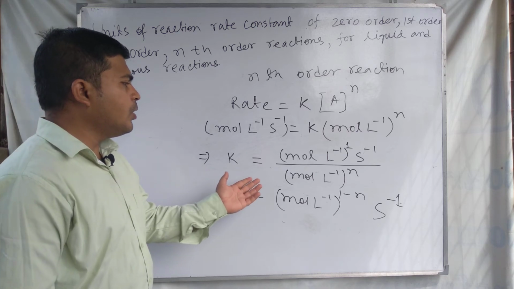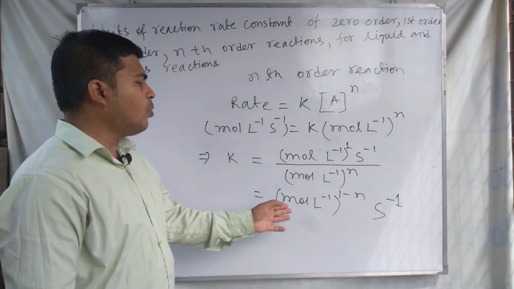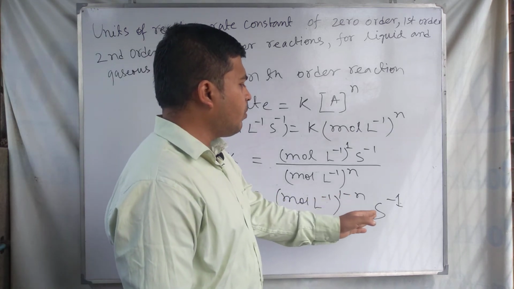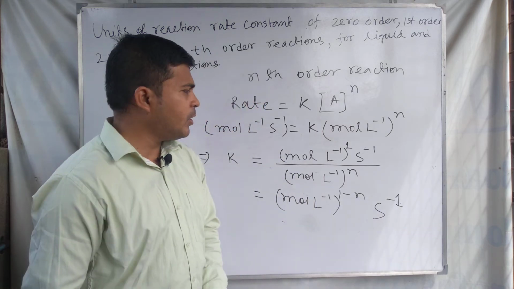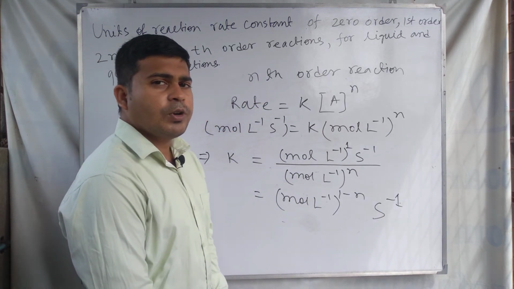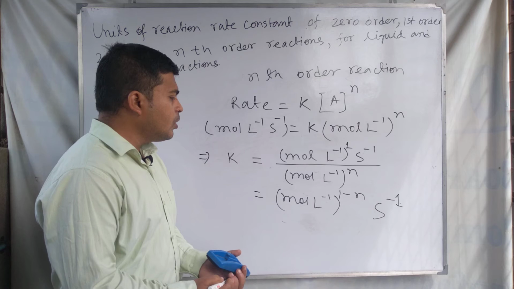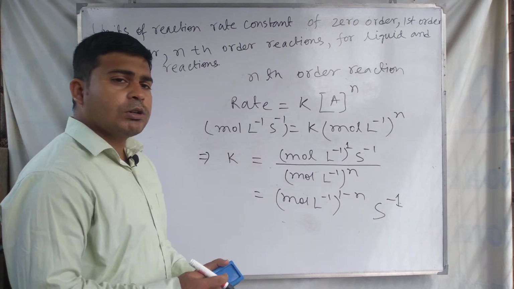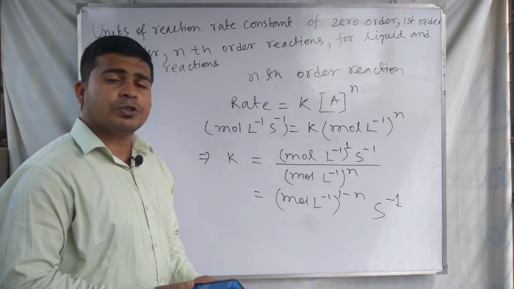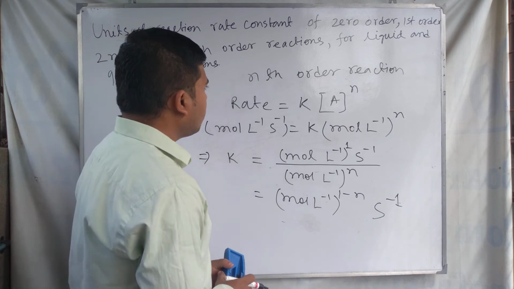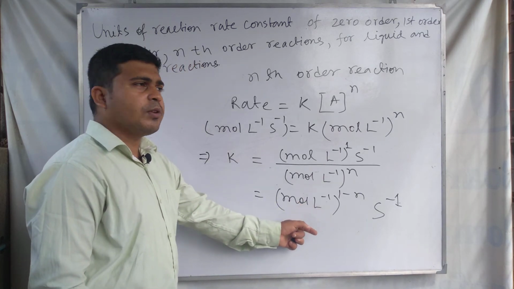You can write the unit as k equal to mole per liter to the power 1 minus n and second to the power minus 1. In this way you can find the unit of any kind of rate constant, first order, second order rate constant unit, from this general expression.